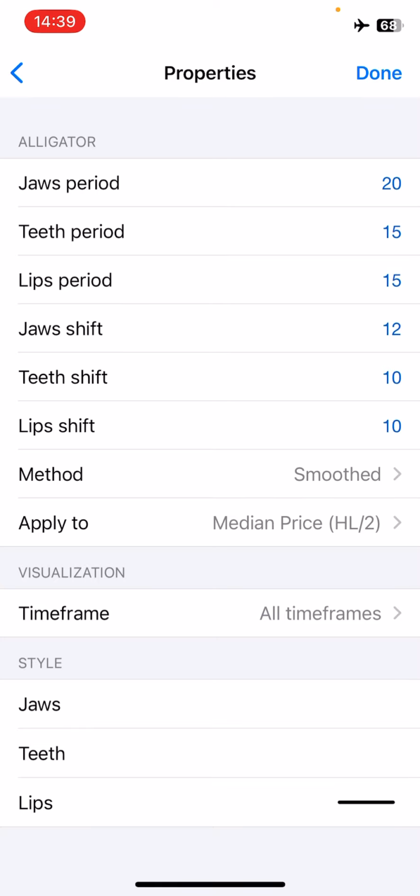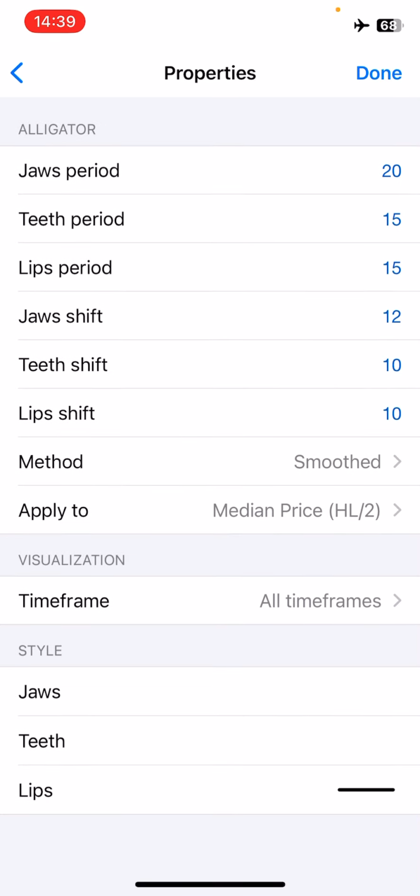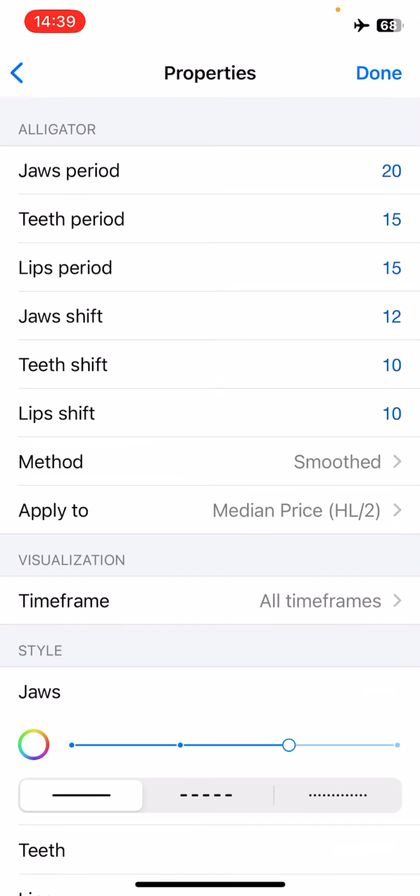and it's going to have the following properties. We've got jaws period of 20, teeth period of 15, lips period of 15, jaws shift of 10, teeth shift of 10, lips shift of 10. Method is smoothed, apply to median price, and then of course you can allow it to appear on all time frames.